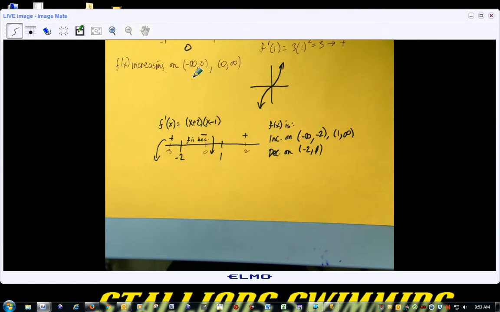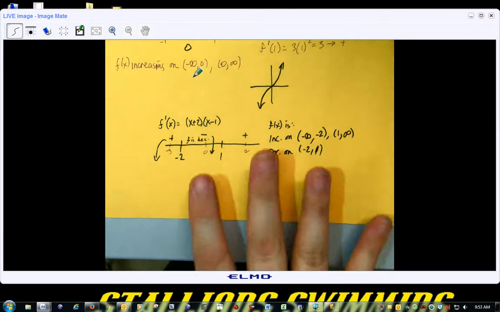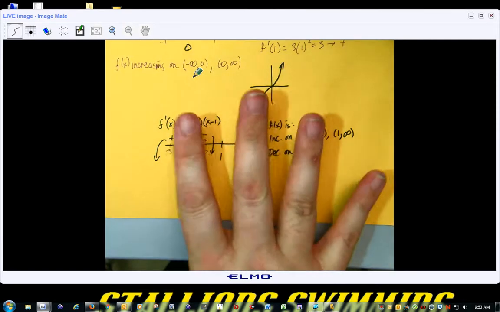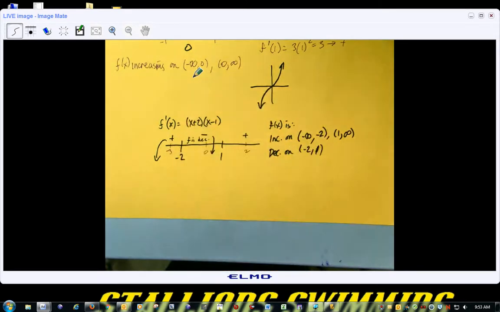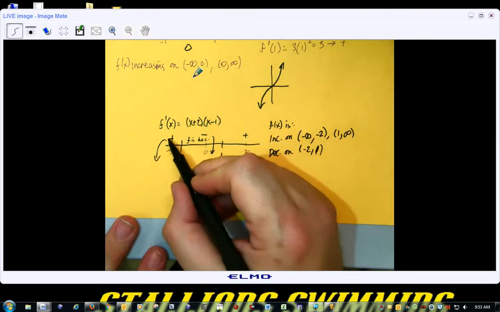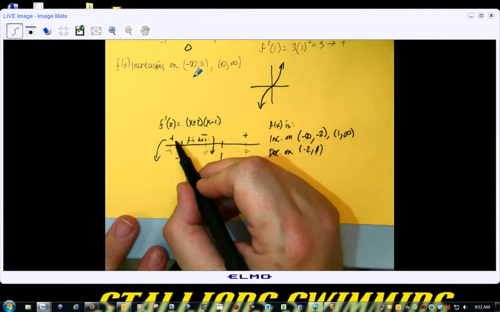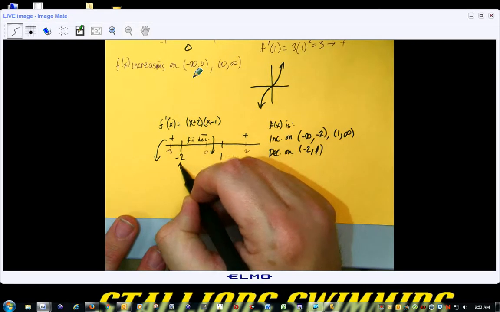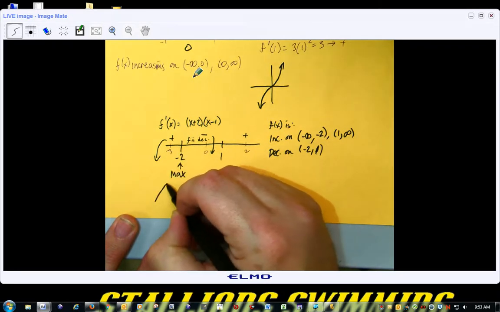Just be sure that when push comes to shove, all you have to do for an optimization problem is the first derivative test. And if it's asking for a minimum, which one would be the minimum here? If it goes from positive to negative, is that a minimum or a maximum? That'd be max. Yeah, that's a max because it's going from a positive to a negative. It's increasing and decreasing, so it's a maximum.